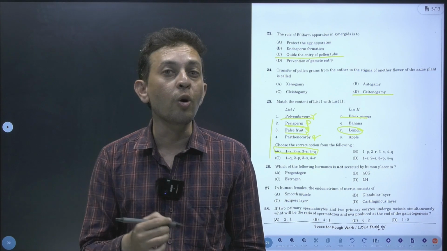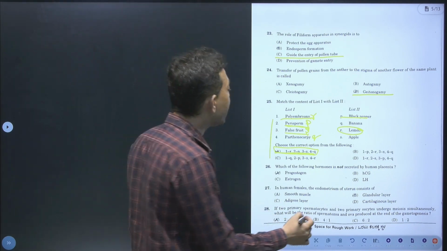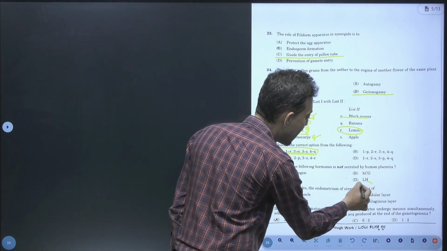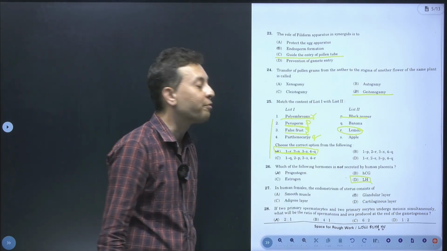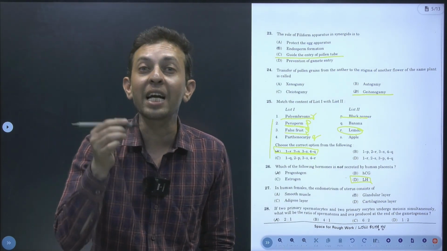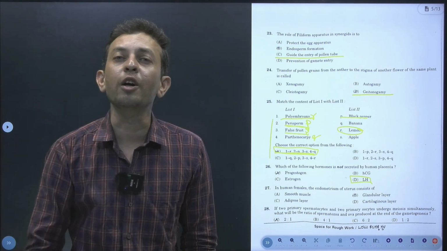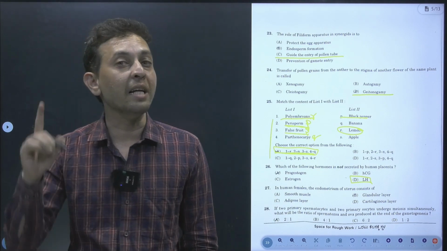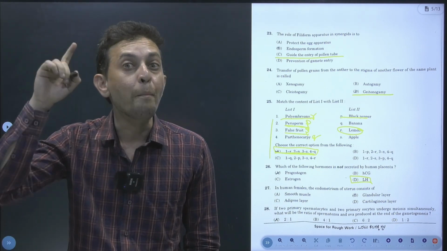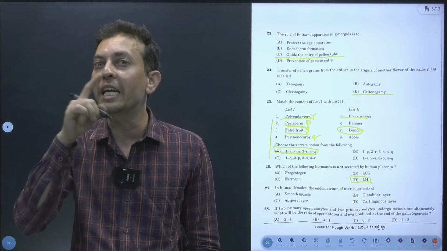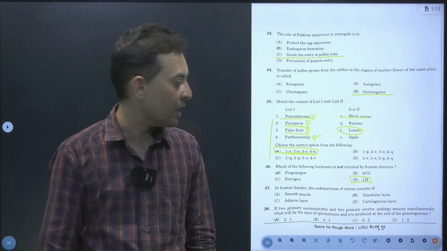We all know placenta will not secrete the hormone LH. What is the full form of LH? Luteinizing hormone. Who will secrete luteinizing hormone then? Luteinizing hormone is secreted by the pituitary gland, the anterior pituitary gland, students.